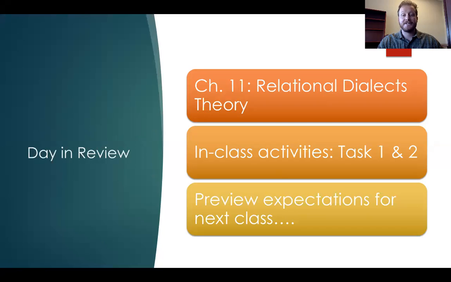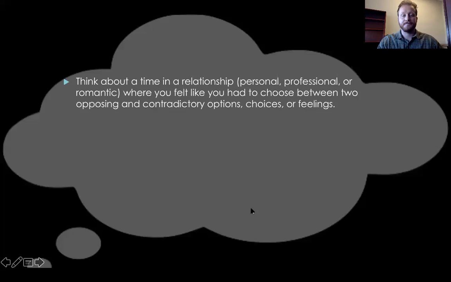We're also going to engage in some in-class activities labeled as Task 1 and Task 2. Keep in mind these are on Canvas for you to fill out and submit. You can locate those under Canvas assignments, clearly labeled as Task 1 and Task 2 under our Relational Dialectics module. And then we're going to preview some expectations for next class so we know what we're going into for our next lecture. That being said, let's go ahead and get started.